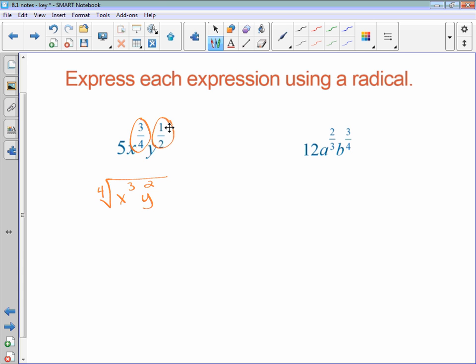Okay. And now two things you can do with your 5. You can leave it outside. Or if you want it under the radical also, it has to be raised to the 4th power. So I think the first way is easier. But I would take the other way too. I mean, the other way is not wrong at all. It's just easier to do the first one. So you guys try the second one. Let's see what you get.